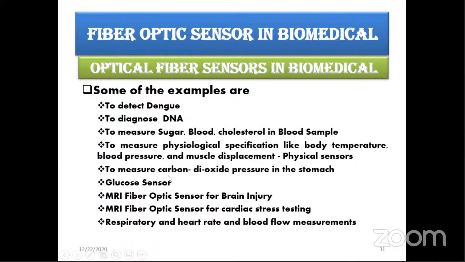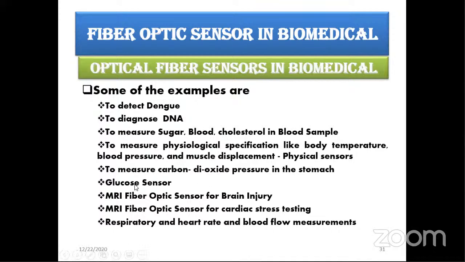Another application is to measure carbon dioxide pressure in the stomach. Usually, the OFS, the optical fiber sensors, are used to measure the carbon dioxide pressure in the stomach. This sensor is based on the color change of a carbon dioxide sensitive indication layer. Again, it uses the concept of refractive index. Actually, this layer is connected to the optical fiber placed in the stomach. The optoelectronics unit is attached to a laptop or computer for data acquisition, processing and calibration. So by using refractive index changes, the carbon dioxide pressure is measured in the stomach.